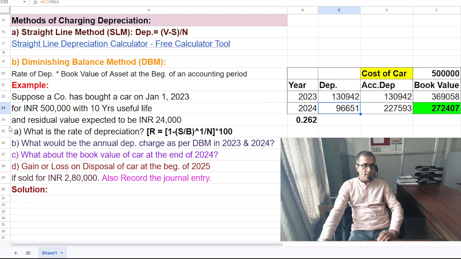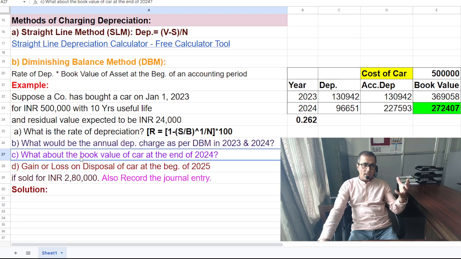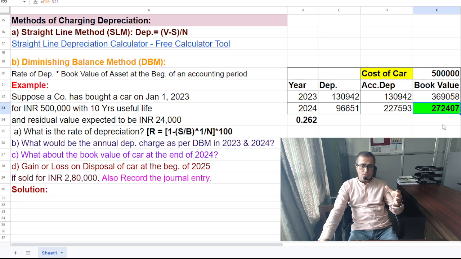Now for C, what about the book value of the car at the end of 2024? The book value of the car at the end of 2024 would be 2,72,407. This way you could conclude it. Now what about the gain or loss on disposal, or the sale of the car, at the beginning of 2025, or at the end of 2024? You can see here this is 2,72,407.